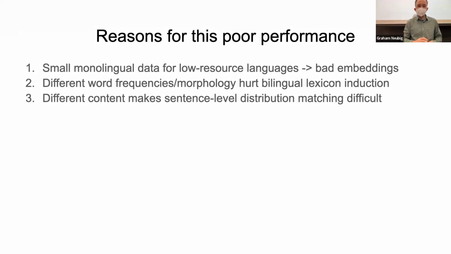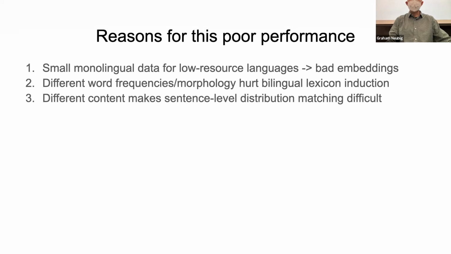And reasons for poor performance, basically small monolingual data in low resource languages can result in bad embeddings. So if we don't have lots of data in a low resource language, this won't work because the embeddings will be too poor to get a good initialization. Different word frequencies or morphology, like the English and Turkish example I talked about before.